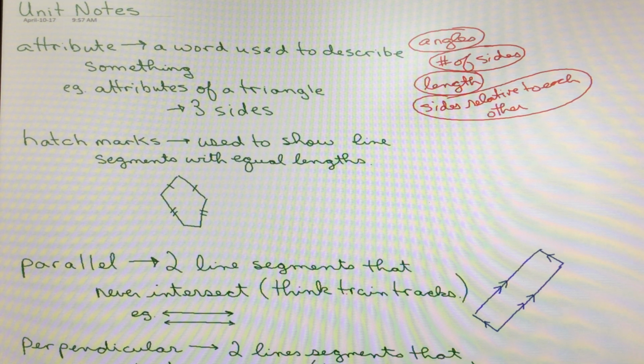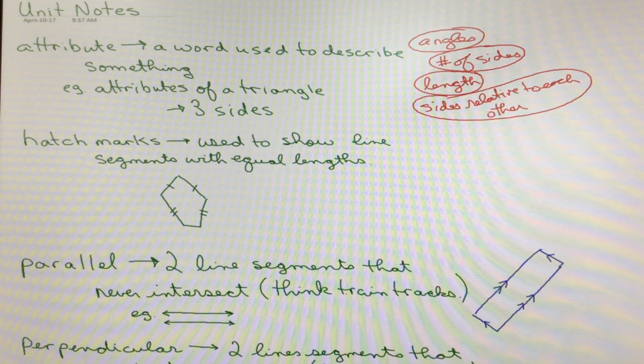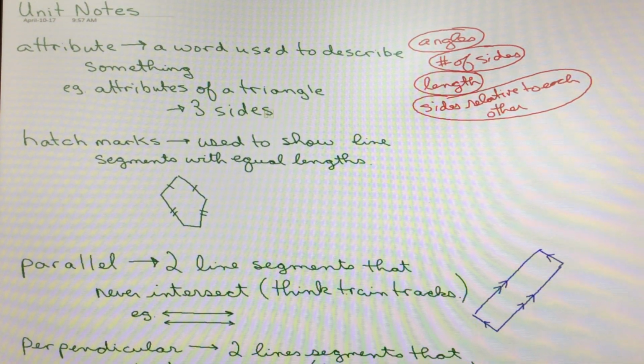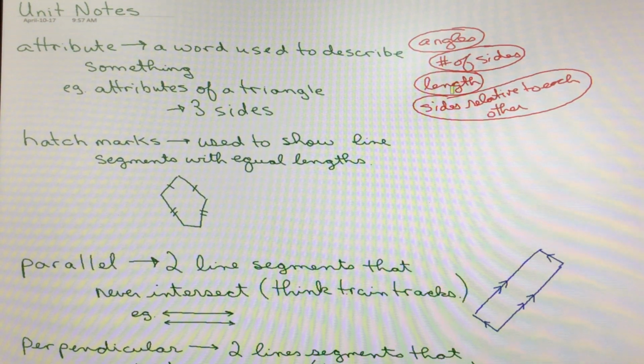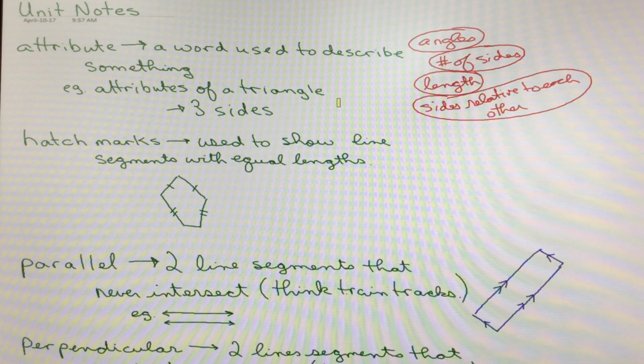The first one is attribute. An attribute is a word used to describe something. So we talked about the attributes of our kids in the class. How could you distinguish one from the other? How could you group things? An example for shapes would be the attributes of a triangle is that they have three sides. As the kids move on into later grades, they'll learn about acute, equilateral, that kind of thing, and every one of those terms describes attributes of that particular triangle. So we would talk about the angles in a triangle, the number of sides, the length, the sides relative to each other.